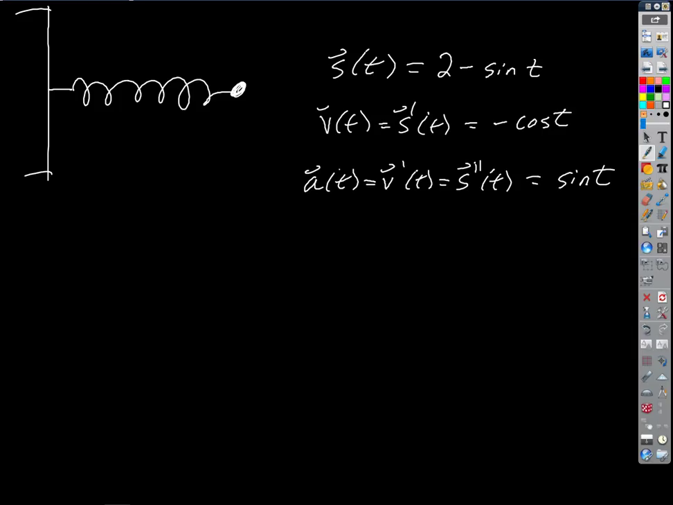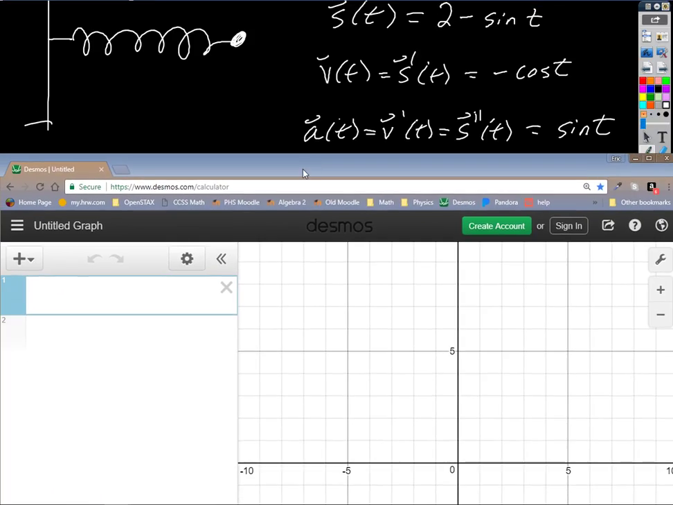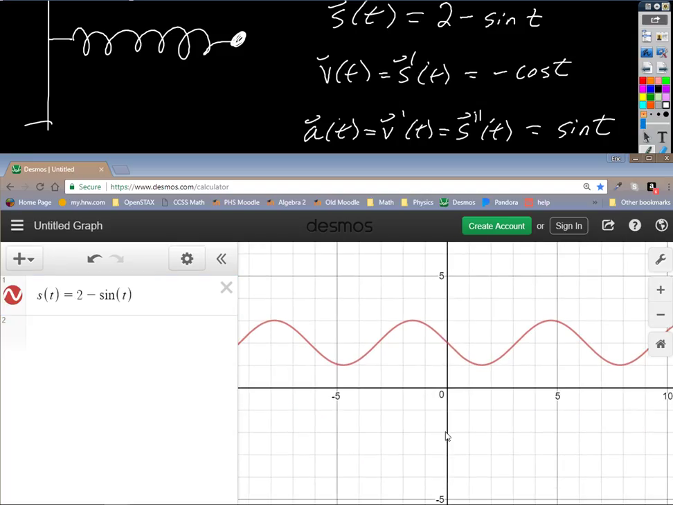Okay, so here's my position function. S of t equals 2 minus sine t, and I want to make sure, looks like I'm in radians mode, right? Yeah, it looks pretty good. Yeah, okay. So there's my position function.